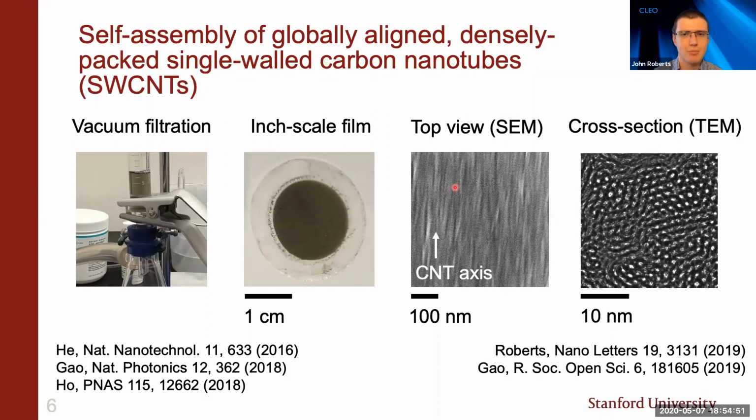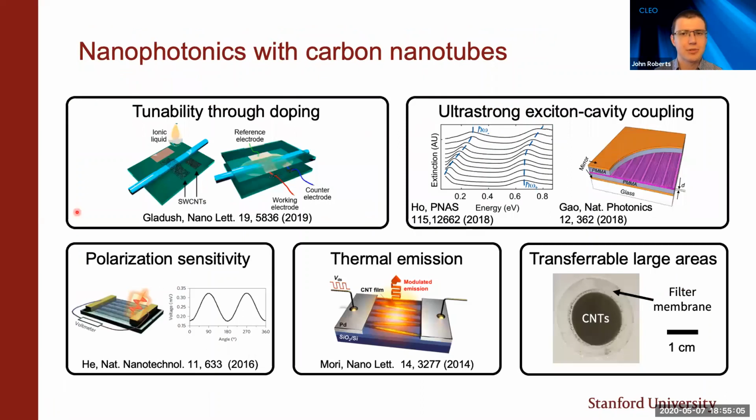surface. In this top view SEM, you can see that the carbon nanotubes are horizontally aligned. They're lying flat on the filter membrane. And in cross-section, you can see that they're very densely packed. And the film can be tens to hundreds of nanometers thick. This is an interesting system for nanophotonics because of a few interesting features.